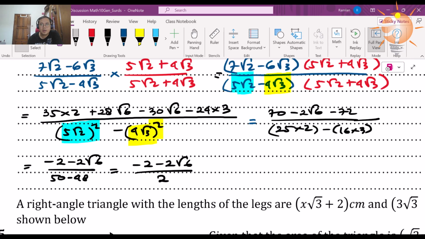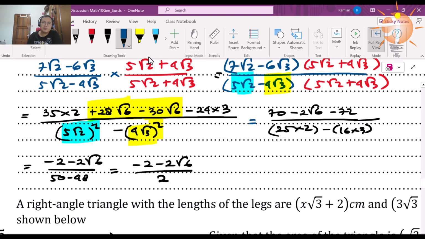So here we're adding all of them up. Remember that we can add this and this because they are like terms. They have the same surd, and that'll be this guy over here, right? And then for the next one, this one is 25 from 5 being squared. We have this 2 from square root of 2 being squared, and so on. If we add them up, you will get something like this over 50 minus 48, which equals 2.